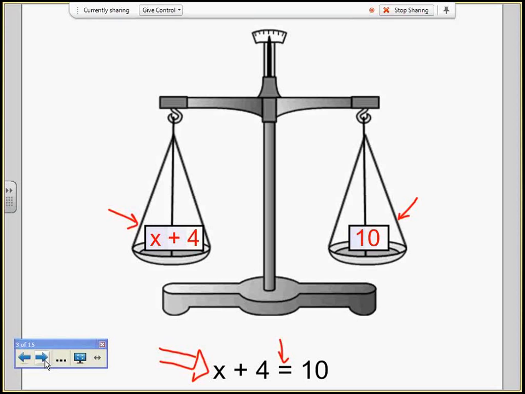And if I double what's on this side, I've got to double what's on that side in order for my scale to stay in balance. If I take away 35 from this side, I've got to take away 35 from that side in order for this scale to stay in balance. Let's do the doubling thing. If I double what's on this side, I've got to double what's on that side in order for the scale to stay in balance.